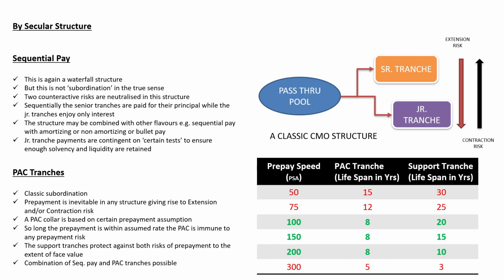And we talked about how the immunization program work in terms of the PAC tranches, and we discussed two risks, namely the contraction risk and the extension risk, both of them collectively called the prepayment risk. And we showed how, if there are enough support tranches that are ready to absorb the two different kind of risks, that is the risk of contraction and the risk of extension, along with the risk of delinquency and default, if there a structure be conceived of, then how the PAC collar is immune to the extent that the support tranches are able to provide the necessary security and the immunity.